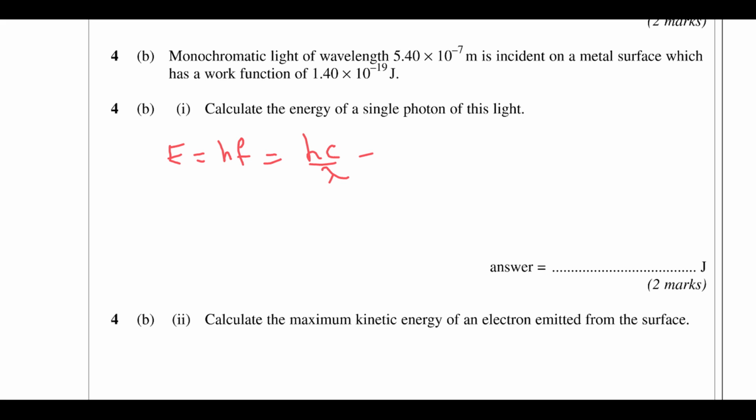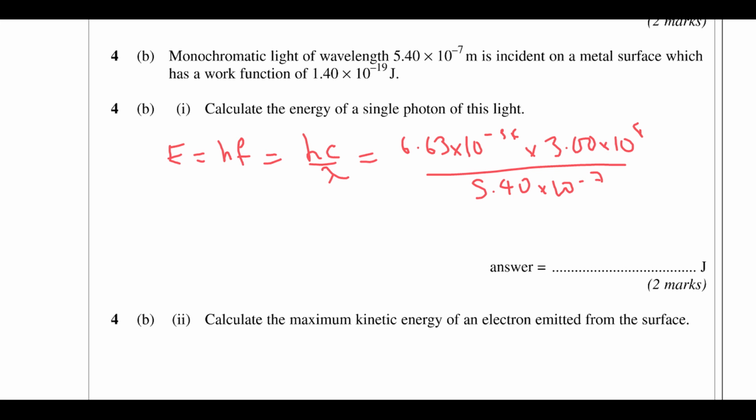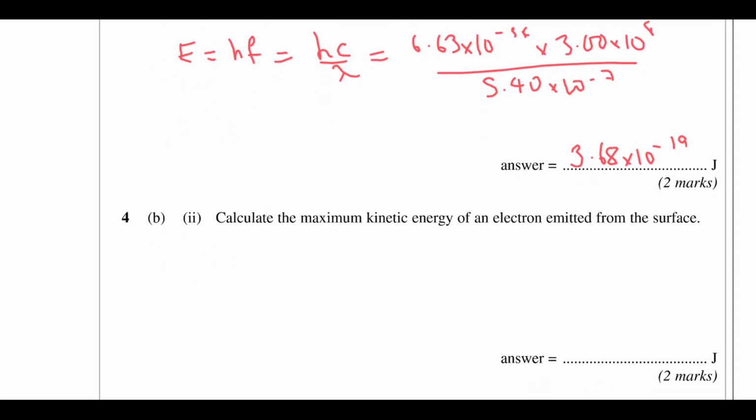So let's put the numbers in. So 6.63 times 10 to the minus 34, Planck's constant, times 3.00 times 10 to the 8, speed of light, over 5.40 times 10 to the minus 7. Plug all those numbers in, and we end up with 3.68 times 10 to the minus 19 joules there, to 3 significant figures, because all the numbers we used are 3 significant figures.